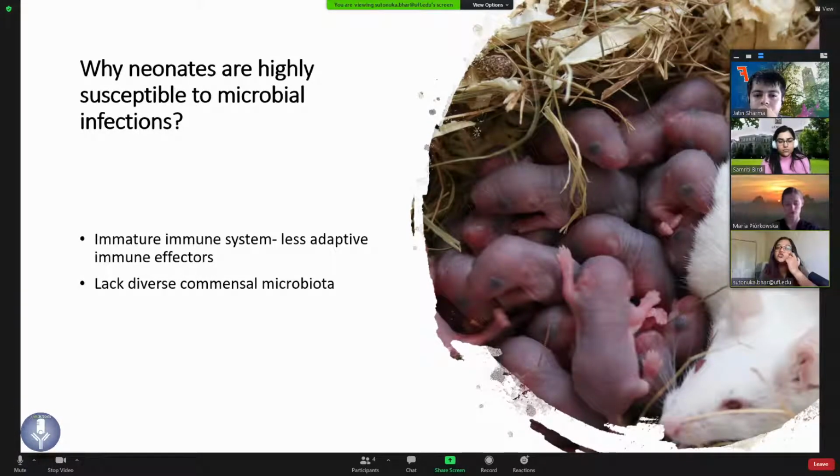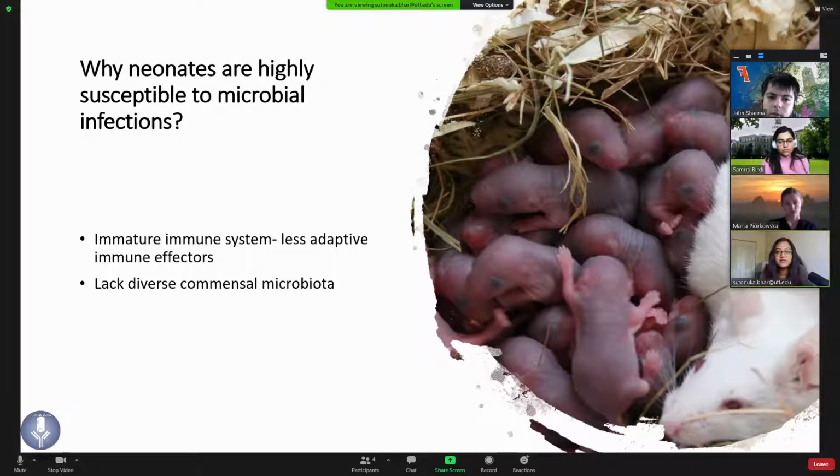In this study, they use mouse neonates as their model organism. And why neonates? Because they are highly susceptible to microbial infection, and they infect these neonates or their mothers with ETEC and do the further studies. They are highly susceptible to microbial infections because they have an immature immune system, which is less adaptive to immune effectors. And the second thing is they lack diverse commensal microbiota. Over the years you are living, your microbiota gets more and more diverse, but when you're just born, there is a narrow range of commensal microbiota.